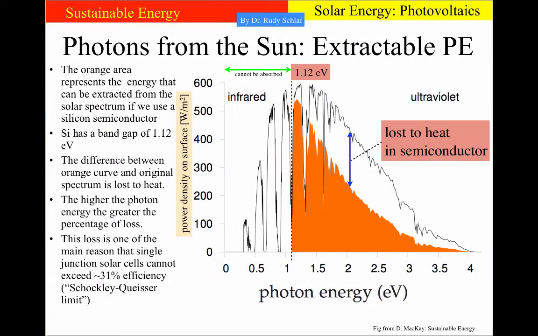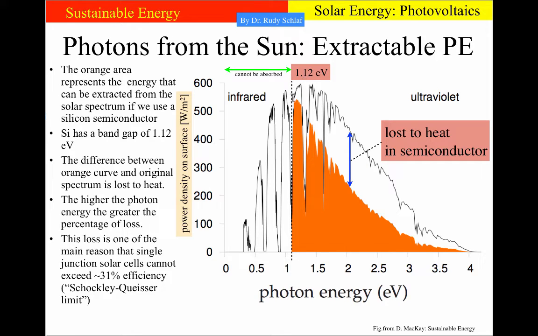So what happens if we use a single junction solar cell, that is a solar cell that has only one semiconductor material with a particular band gap, to extract energy from sunlight? In this figure, this is shown at the example of silicon solar cells. Silicon solar cells are still the most ubiquitously used solar cells. And so silicon has a band gap of 1.12 electron volts.